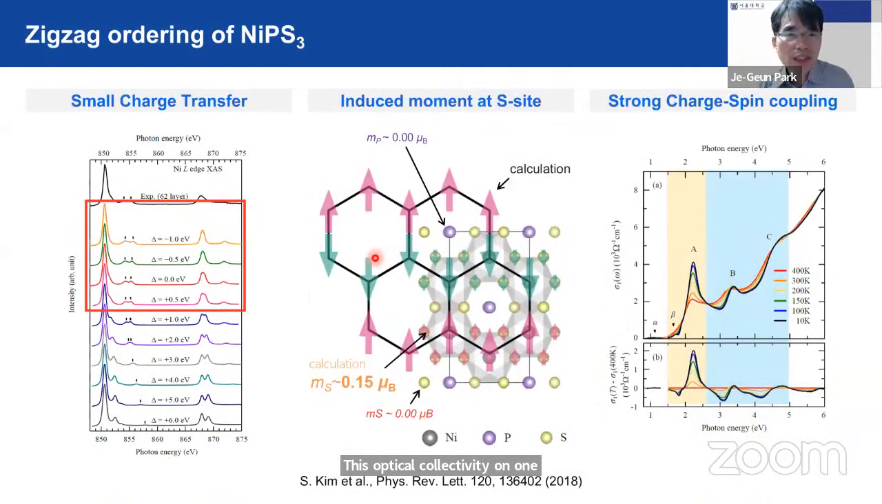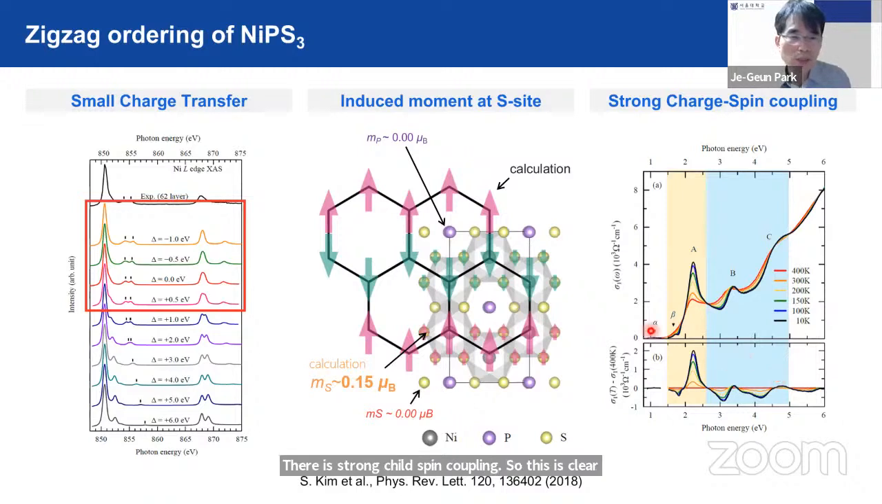So, sticking with this one particular sample, NiPS3. NiPS3 is an XY model, and as I said, shows strong signs of Mott physics. And another interesting point about NiPS3, which we reported in 2018, was, number one, there is strong charge spin coupling. So this is a clear sign of Mott physics.